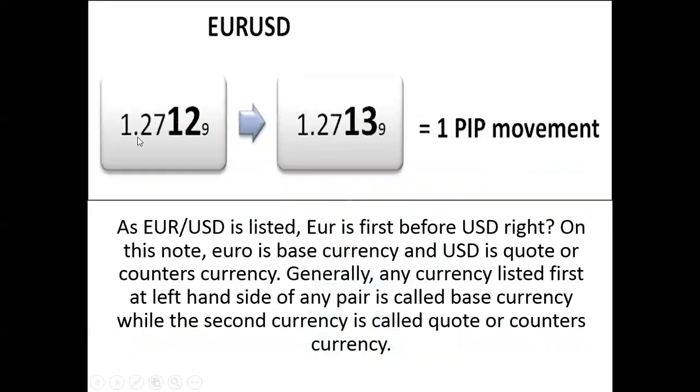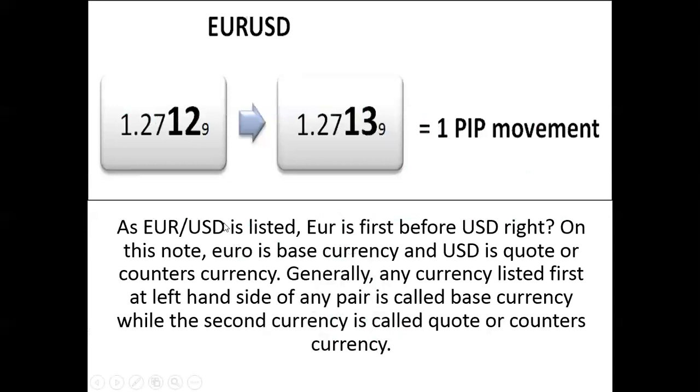Look at another example of it. Euro USD. This is the bid price. This is the buying price. For example, this is 1.2712. This is 1.2713. The movement from 1.2712 to 1.2713 is called a 1 pip movement. Assuming the price of euro and dollar moves from 1.2712 to 1.2713, 1.2714, 1.2715, that is a 2 or 3 pips movement. And on these pips is how you measure your profit as well as loss.